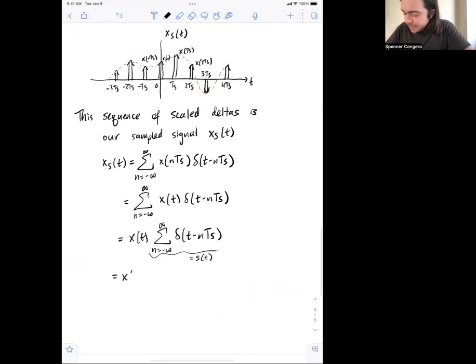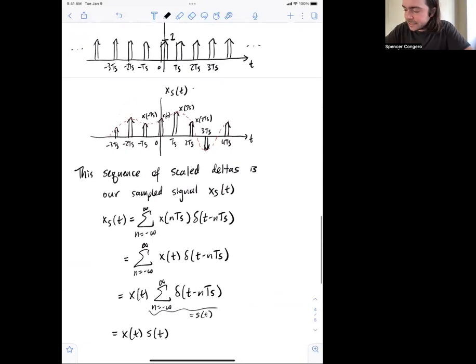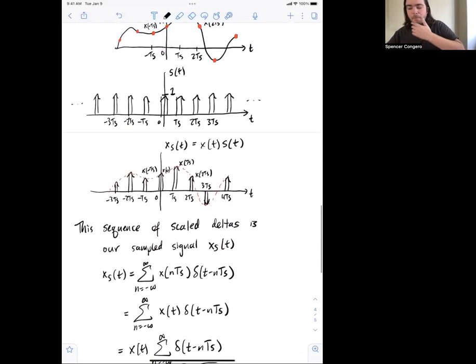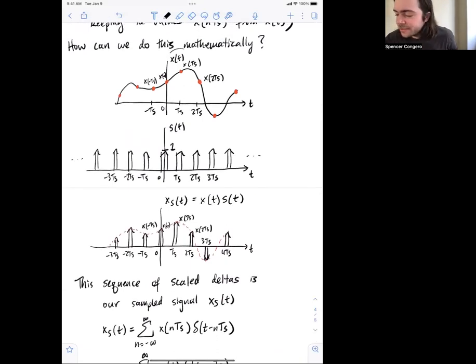And so I just end up with x of t times s of t. That's it. So our sampled signal is just taking x of t and multiplying it by this impulse train. How nice is that? And you can see that pretty clearly, right? If I took x of t and multiplied it by this whole impulse train, certainly the result will be 0 wherever I don't have a delta function, right? Because the zeros in this impulse train are just zeroing out whatever x of t is there.